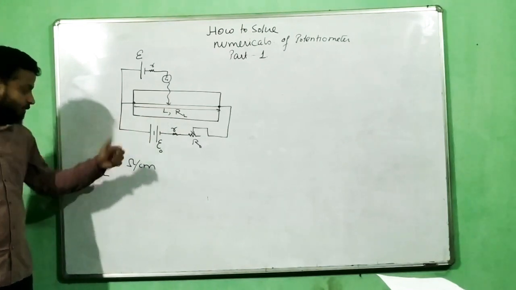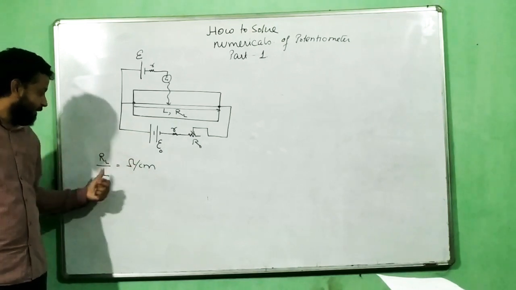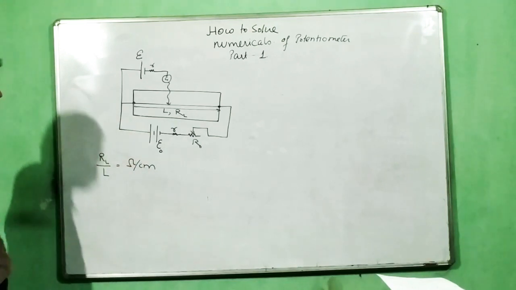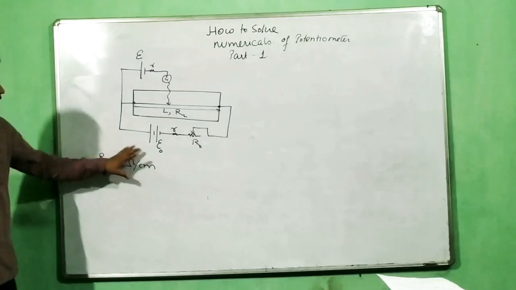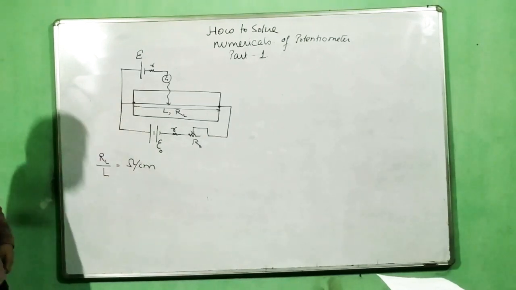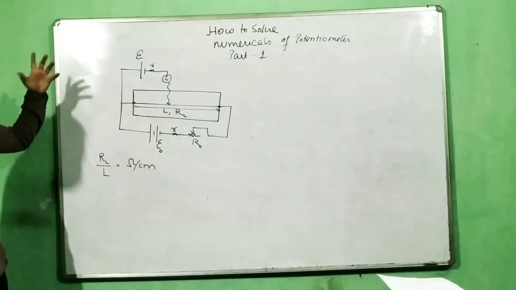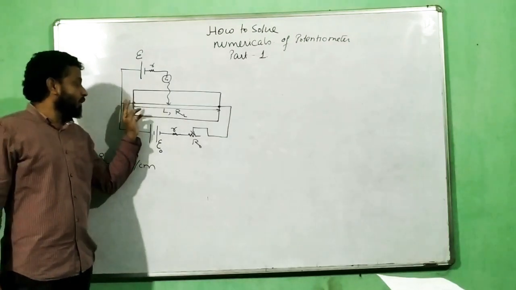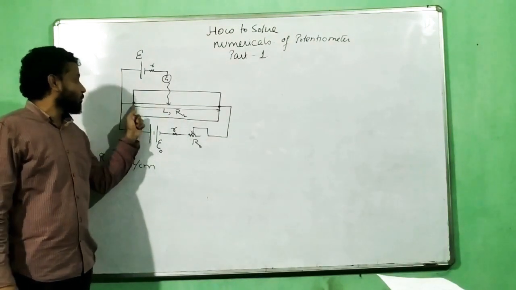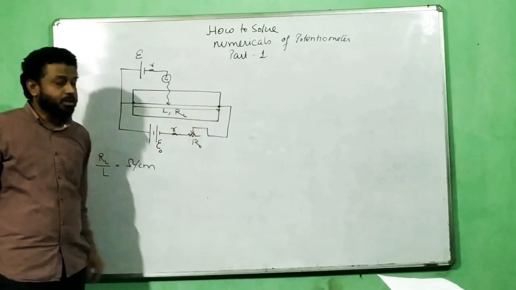And this is all, I have already covered this, and ohm per centimeter so that you can find the value of RL. So look for this catch. It is the first catch if it is present there. The idea here is you should know the total resistance of the potentiometer wire.